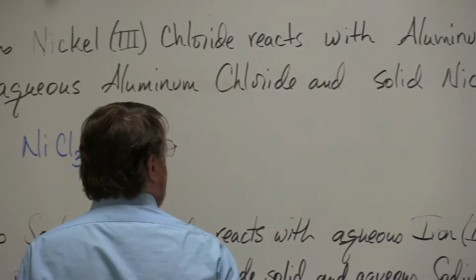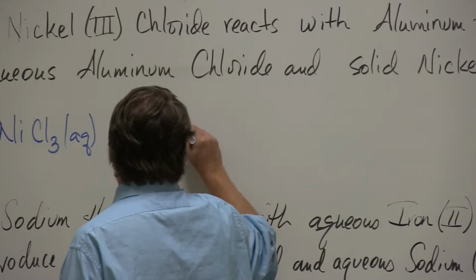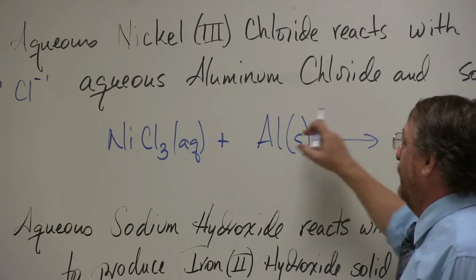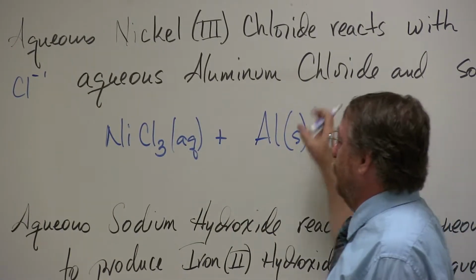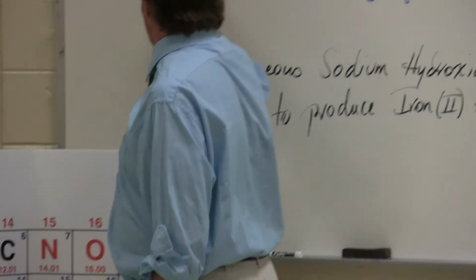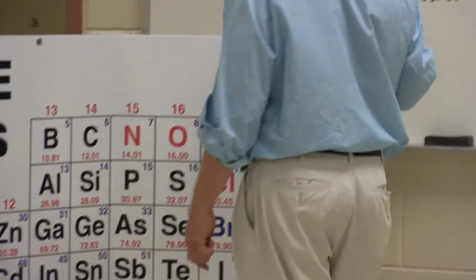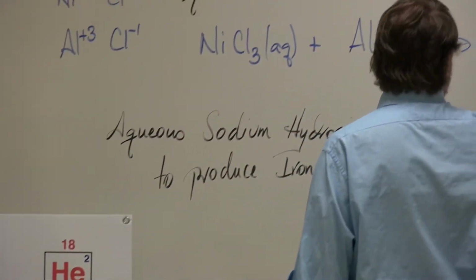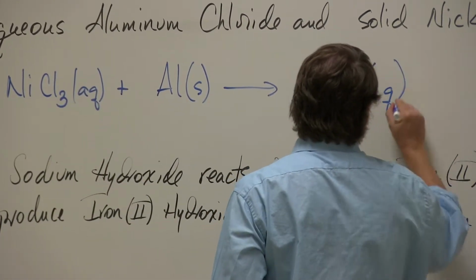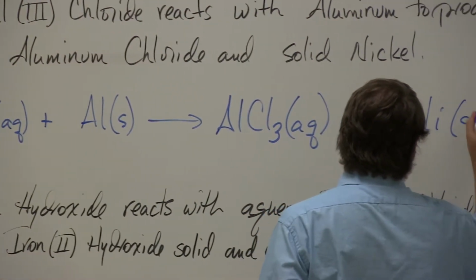Reacts with, that's a plus. Aluminum, that's just solid aluminum. Al, solid. To produce is going to be our arrow. Aqueous aluminum chloride. Go back to aluminum. Aluminum here in our triangle, it has a +3 charge. Al plus 3. Obviously, chloride is -1. So we're going to have AlCl3, it's aqueous, so we're going to put AQ on the backside, plus solid nickel, Ni solid.